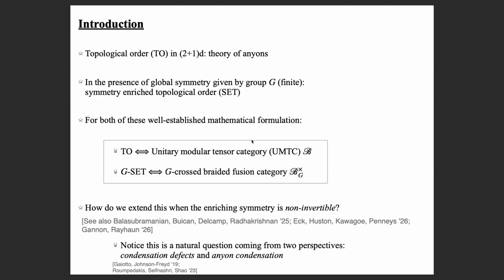And for both of these two things, there is a well-known mathematical formulation. So topological order is captured by a unitary modular tensor category. And symmetry-enriched topological order is captured by this G-crossed braided fusion category denoted in this way, which we also heard from in the first talk today.